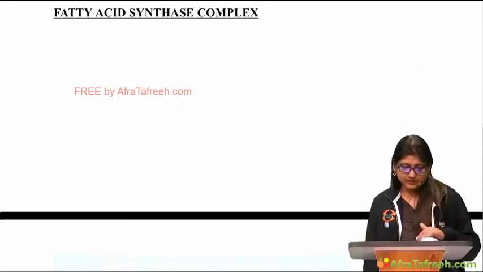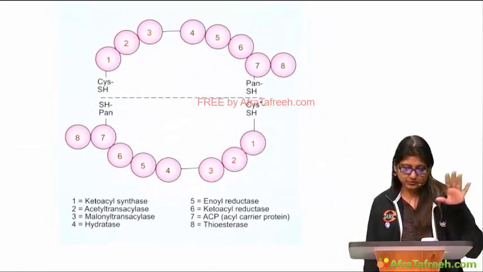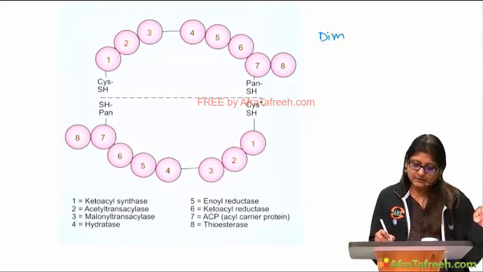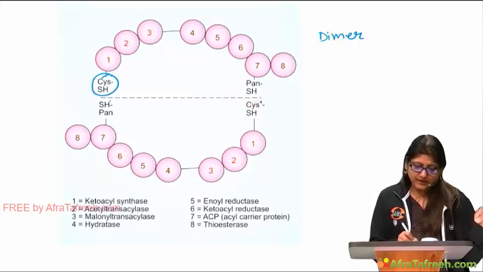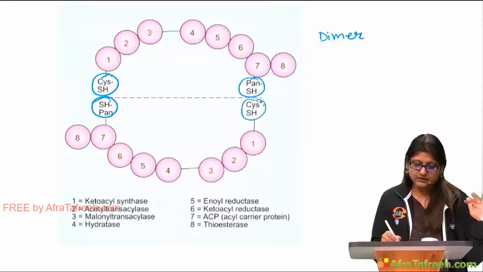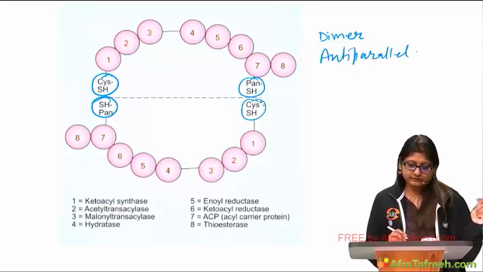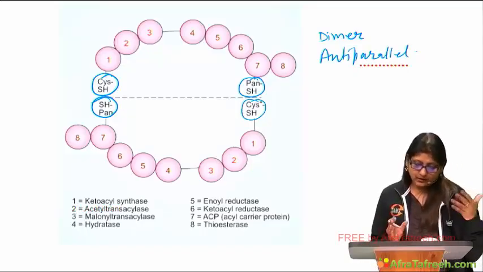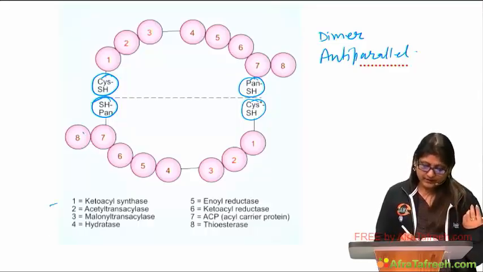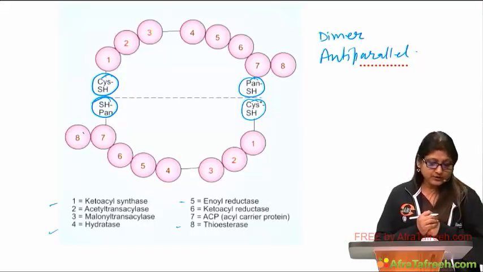Coming to lipids. In that, the first picture given to you is the fatty acid synthase complex. It's a dimer which is arranged in anti-parallel configuration. You can see cysteine overlapping with pantothenate, pantothenate overlapping with the cysteine. So anti-parallel, head to tail configuration, and these two are fatty acid synthase dimers, and these are various catalytic activities which you need to remember. Unfortunately, you need to remember.